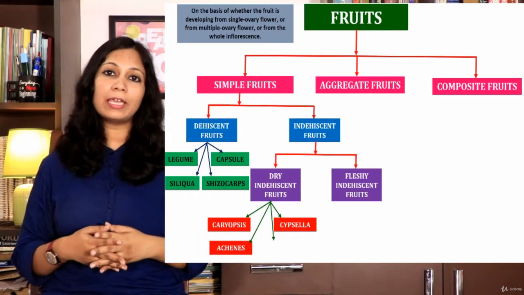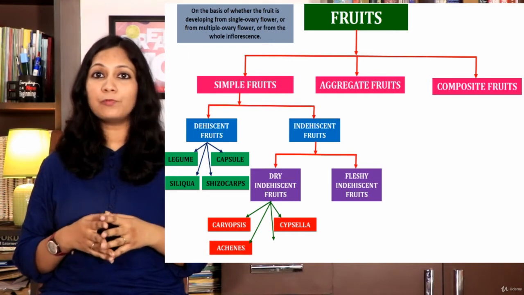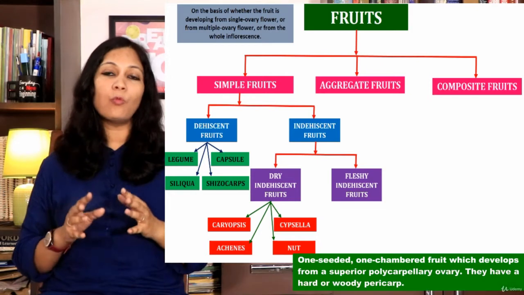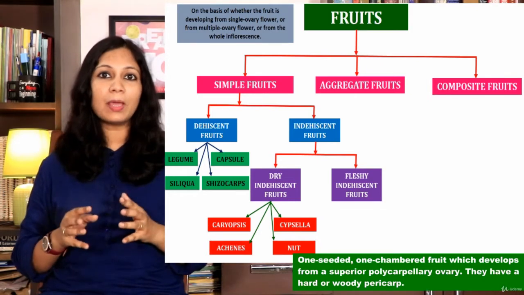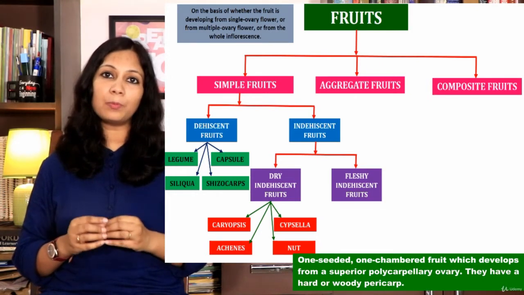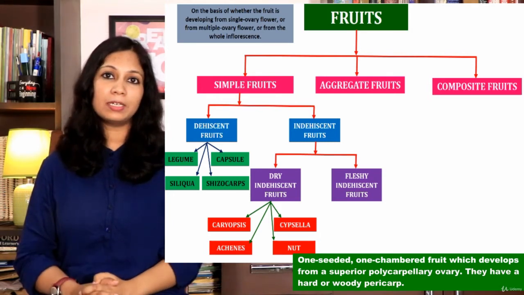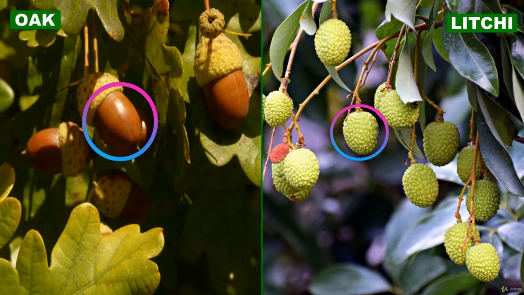And the fourth type of dry indehiscent fruit is nut. It is also a one-seeded, one-chambered fruit which develops from a superior polycarpellary ovary. They have a hard or woody pericarp. Examples are oak seeds, cashew nut, lychee, etc.